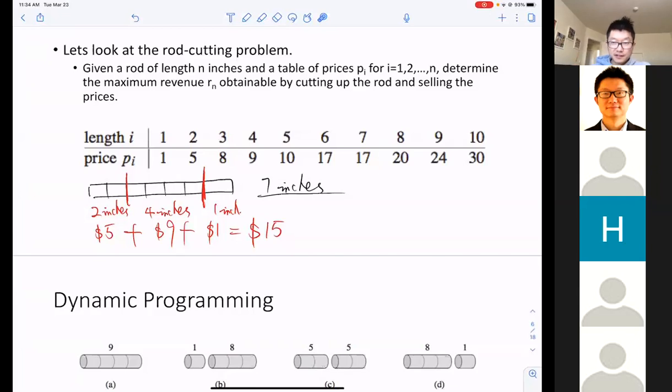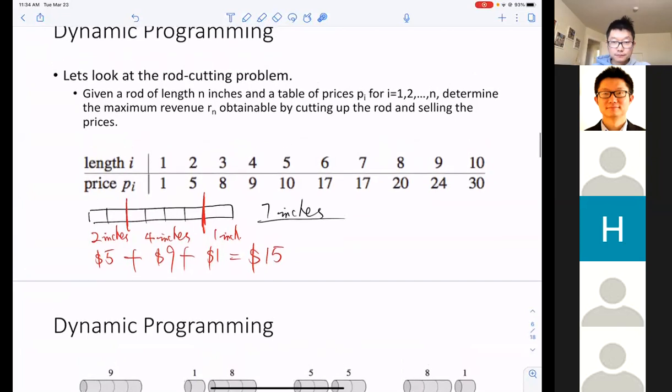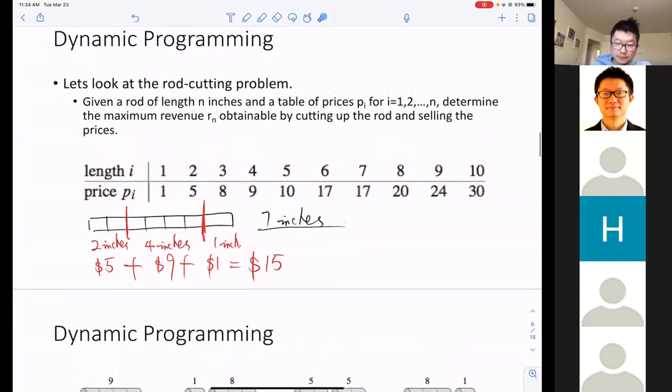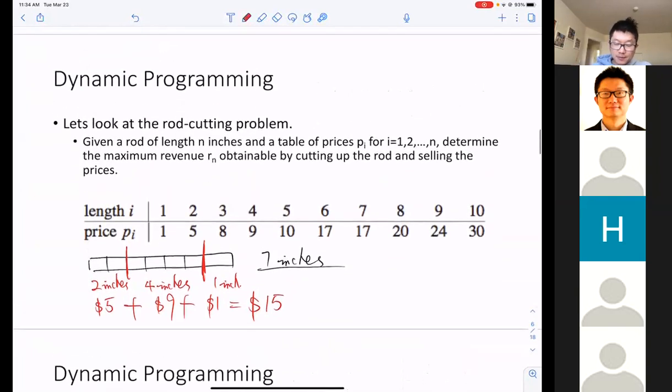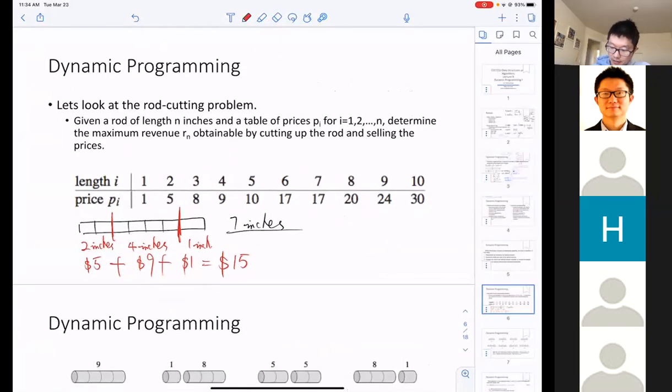Okay, got it? Yeah. Okay, so this is our problem. Is there any question with regard to the definition of the rod cutting problem? No? Okay, then let me try to make things a little bit easier for you.